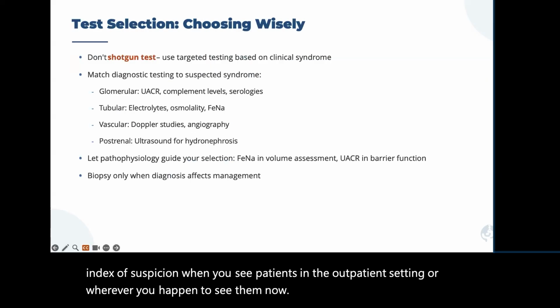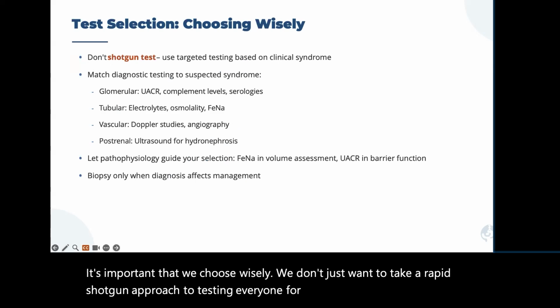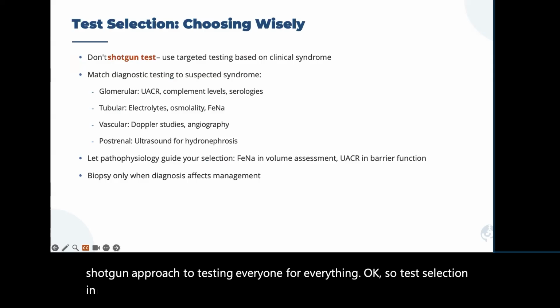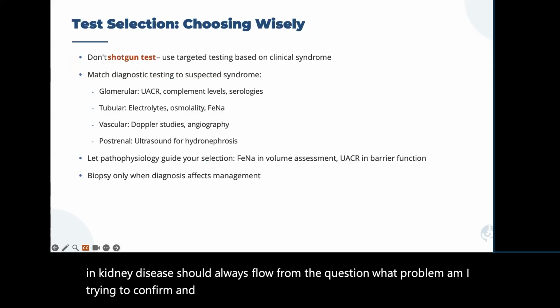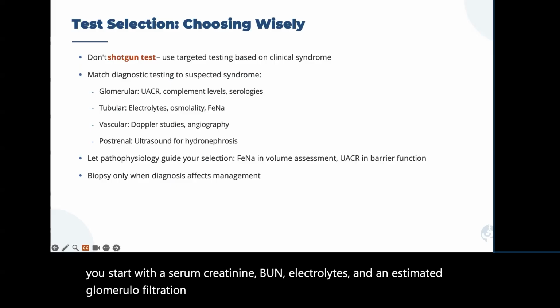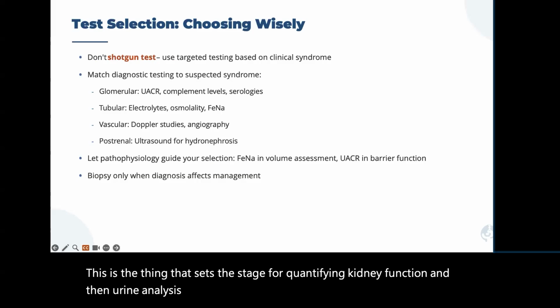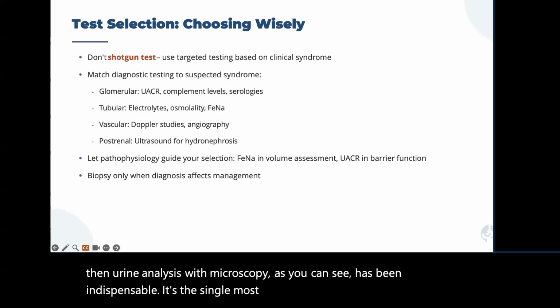Now, it's important that we choose wisely. We don't just want to take a rapid shotgun approach to testing everyone for everything, okay? So test selection in kidney disease should always flow from the question: what problem am I trying to confirm and how will the result change the management? So you start with a serum creatinine, BUN, electrolytes, and an estimated glomerular filtration rate. This is the thing that sets the stage for quantifying kidney function. And then urine analysis with microscopy, as you can see, has been indispensable. It's the single most informative low-cost test for localizing renal disease.